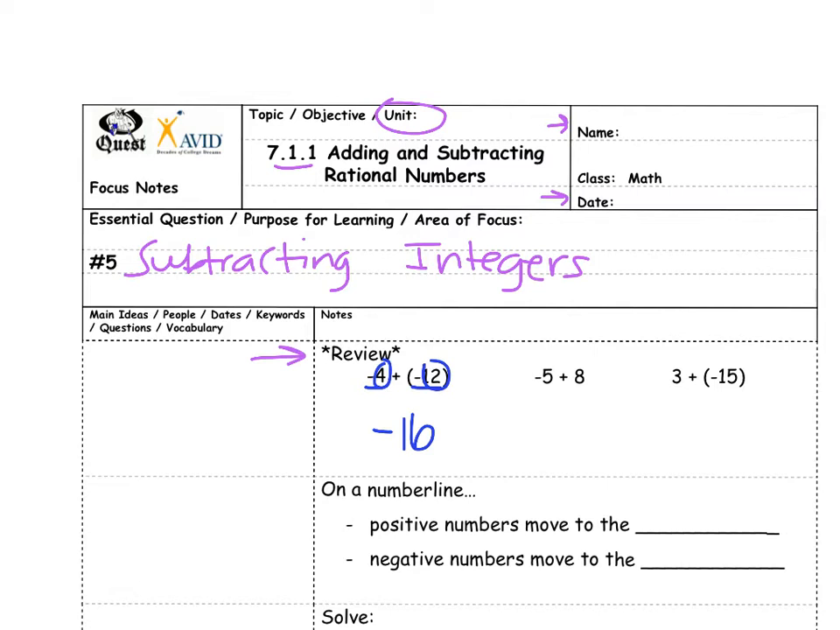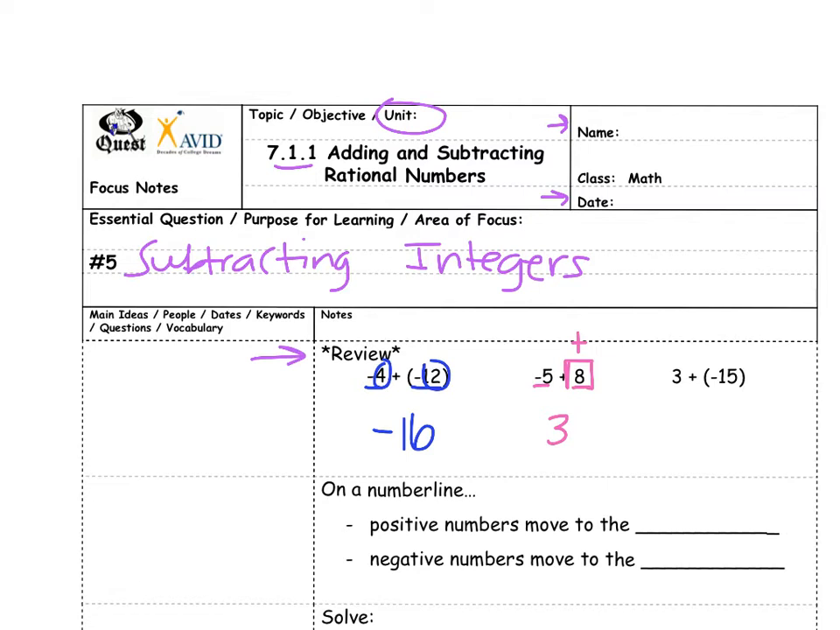The second problem is -5 plus 8. They are one negative and one positive, so I'm going to technically subtract. 8 and 5 has a difference of 3. And then I look at the one further from 0. 8 is further from 0 or has a greater absolute value. It is a positive number, so my answer will be positive.